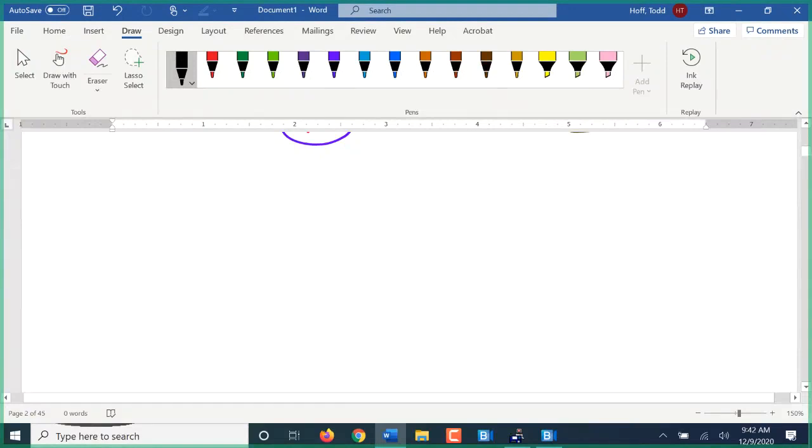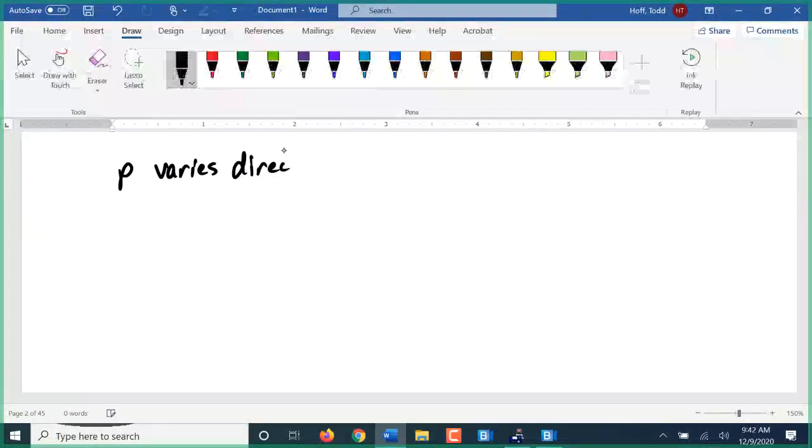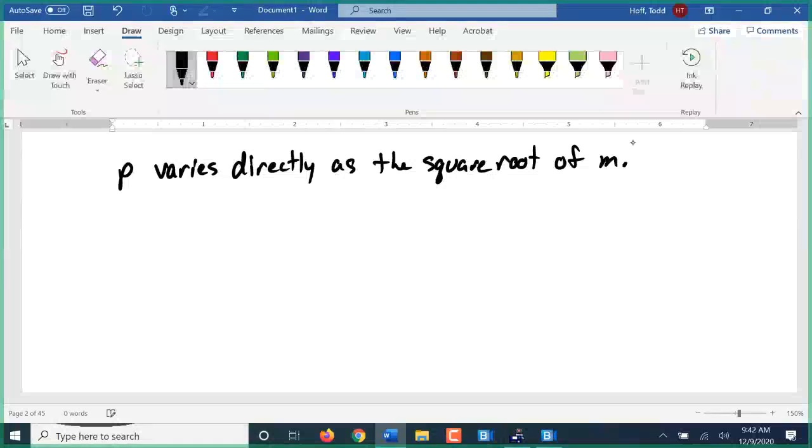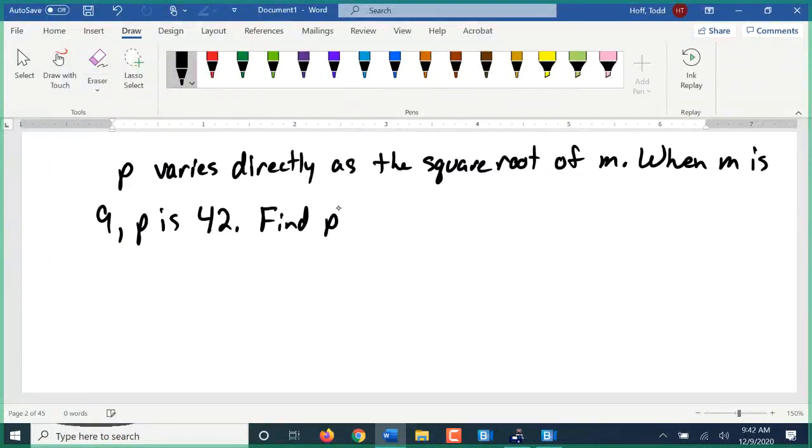It's not always quite that straightforward. We might have: P varies directly as the square root of M. When M is 9, P is 42. Find P when M is 25.